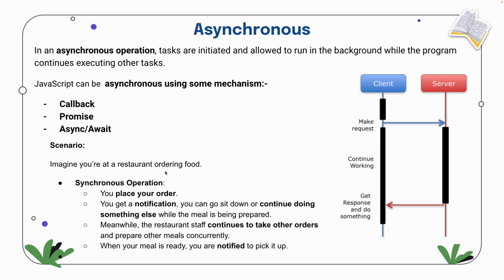Let's take this scenario for asynchronous. Same restaurant we are taking, right? You placed your order. After placing your order, you got a notification: your order is getting prepared. So what do you do? You sit, relax, and do some other work until your meal is getting prepared. Your food is getting prepared, and you are doing some other things. In the meantime, what happens? The restaurant staff is taking some other order. Like, see, now how we'll go to Udupi or Vishnu Grands and all.